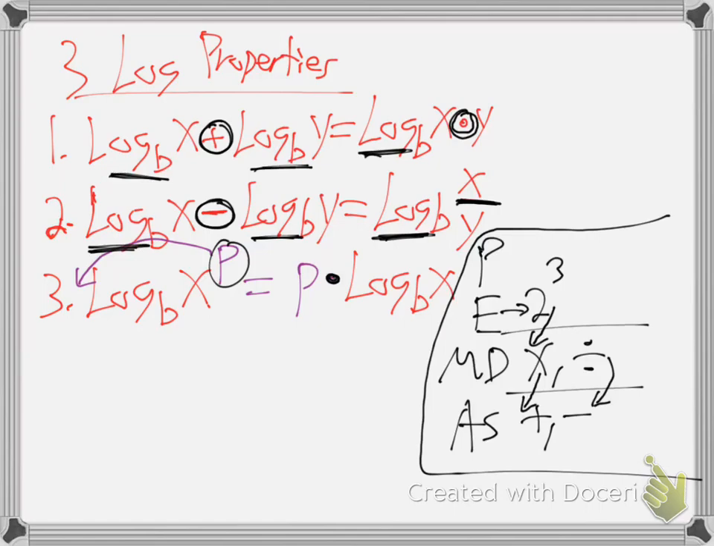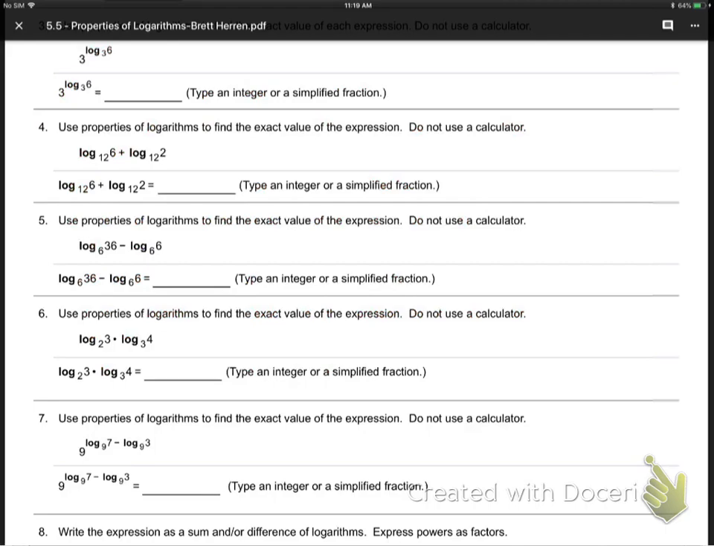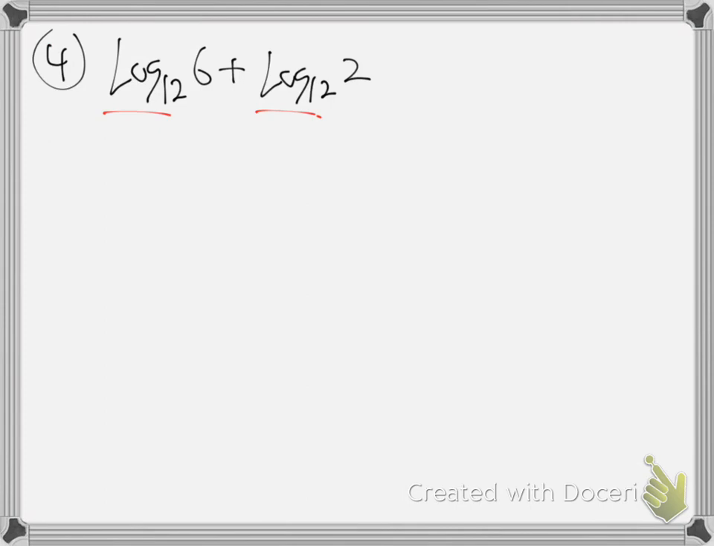Now let's go back to the properties real quick. Did you notice that in all the properties the base never changes? Log base B, log base B, log base B, log base B, log base B, log base B. They're all log base B, aren't they? So these properties are for use when you're not changing the base, keeping the base the same. So that fits here. Number 4, same base.